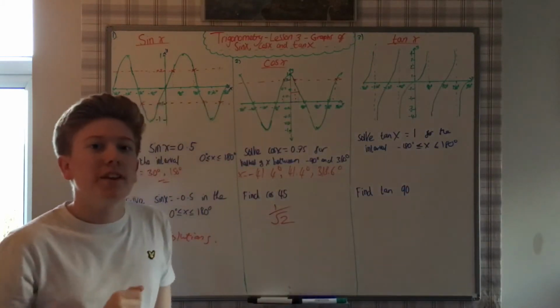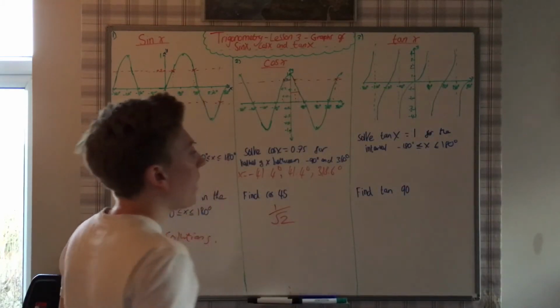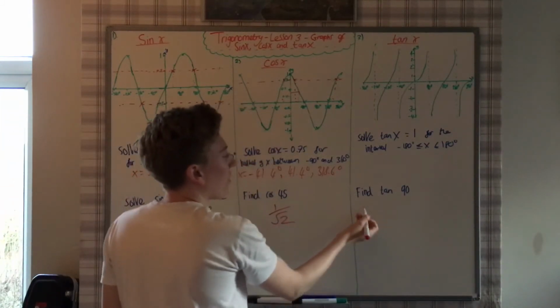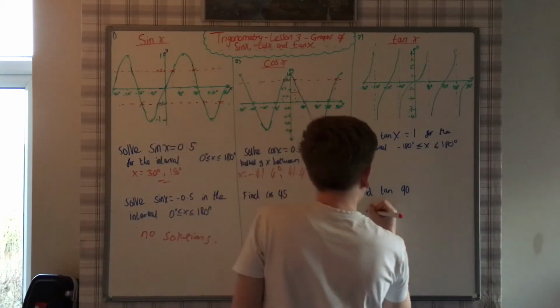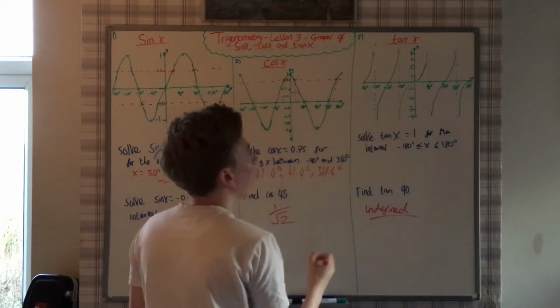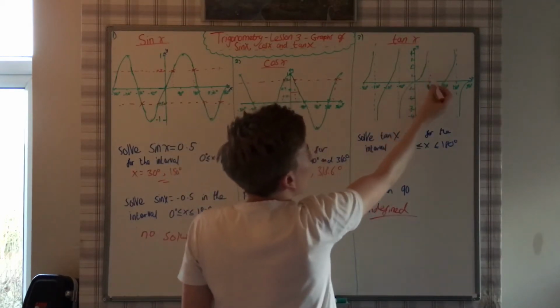Hence why if you try typing in tan 90 on your calculator, you'll get undefined or error. So actually this question here where it says find tan 90, we say it's undefined. That's because the graph never actually reaches 90 degrees. It tends towards it forever, but it never actually reaches it.